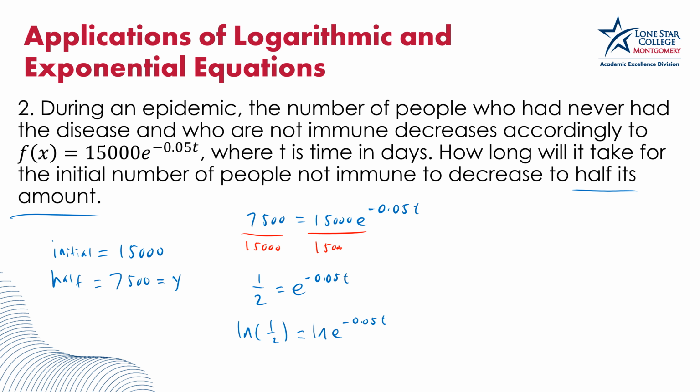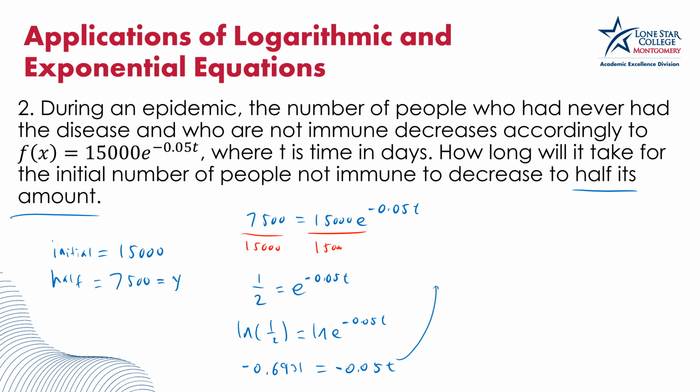So using our calculator, we take ln of 1 divided by 2. 1/2 is negative 0.6931, let's say approximately. And on the right hand side, again, ln and e are inverses, so they go away and we're left with just negative 0.05 t. Then the last process is divide both sides by negative 0.05. And that gives us approximately 13.86 days.